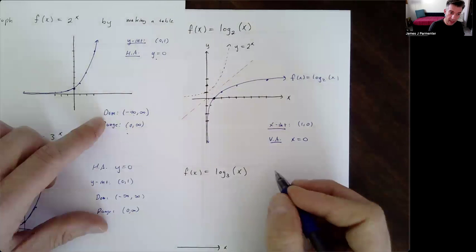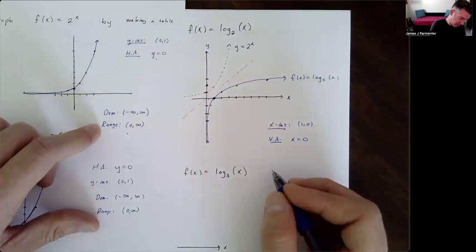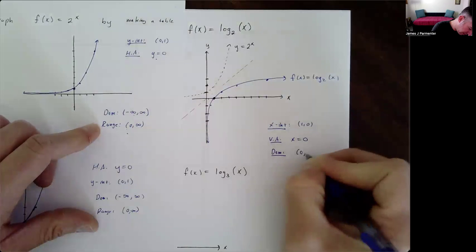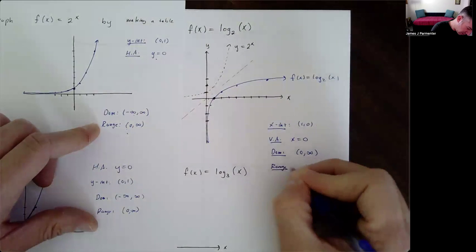And instead of getting a domain of everything, we get a range of everything. Instead of getting a range from 0 to infinity, we get a domain from 0 to infinity. So the domain is 0 to infinity, all positive numbers. The range is all real numbers.